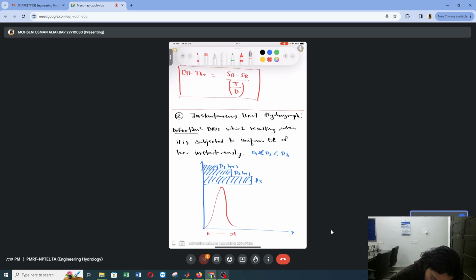So for this case the peak has reduced. We can call these QP1 and QP2, where QP1 is due to effective rainfall of D1R and QP2 is due to effective rainfall of D2R. Similarly, for the third it will be QP3, right? So we can say that when the duration is increasing, the intensity of peak discharge is increasing, right?